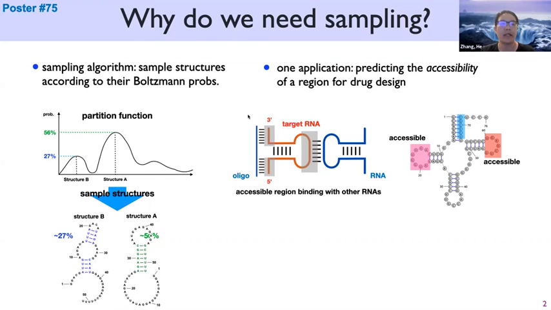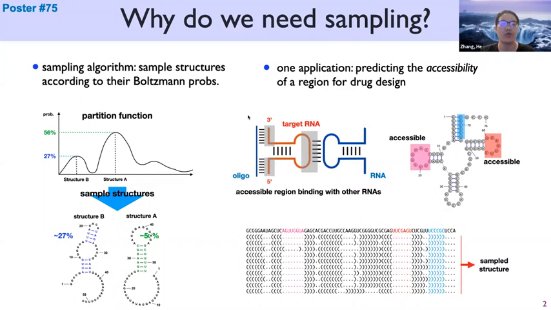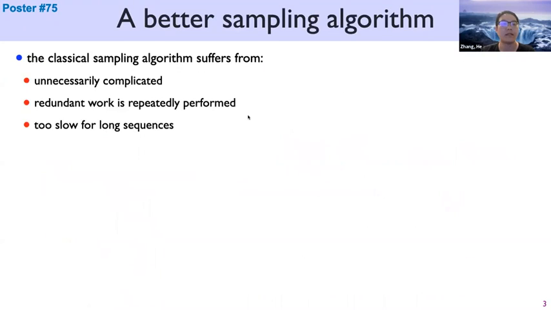Higher accessibility indicates that this region is easier for oligos to attach. From sample structures, we can calculate the accessibility by counting how many of the structures have the region of interest completely unpaired. However, the standard sampling algorithm suffers from three limitations. First, its formulation and implementation are unnecessarily complicated.